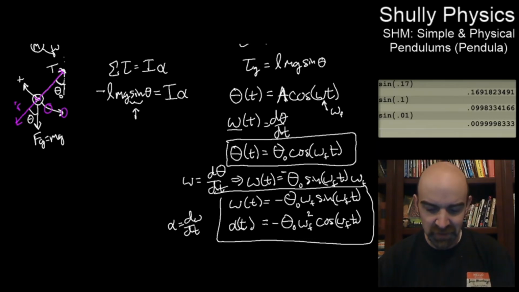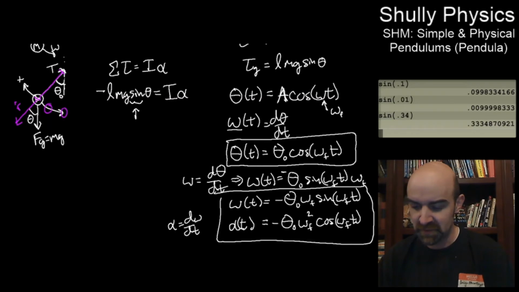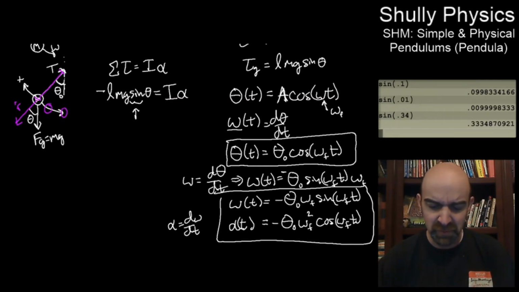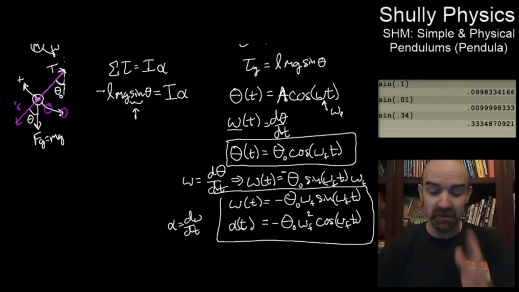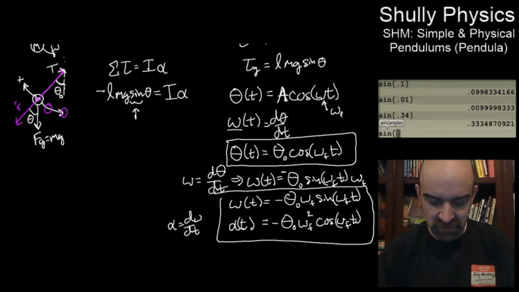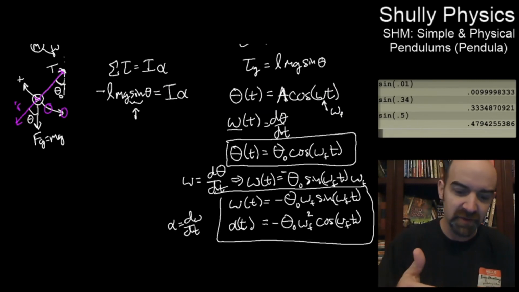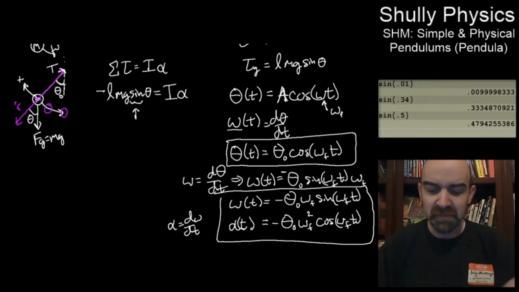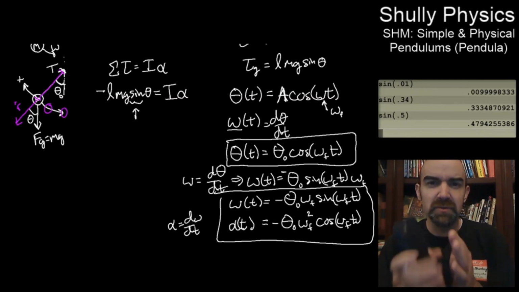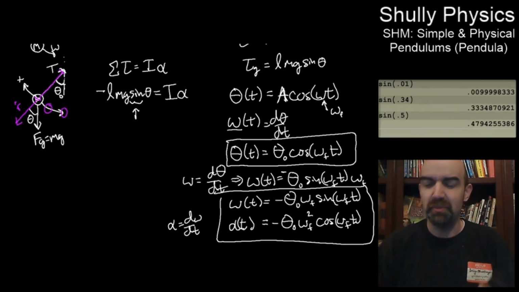Now, if you go much higher than 0.17, if we do sine of 0.34, that's twice 0.17, about 20 degrees. That's 0.334. It's still pretty close. Even 20 degrees is a good small angle. If we go much higher than that, let's try sine of a half, 0.479. You see how a half compared to 0.479, we're about 5% different there. So we're starting to get away from the approximate value.